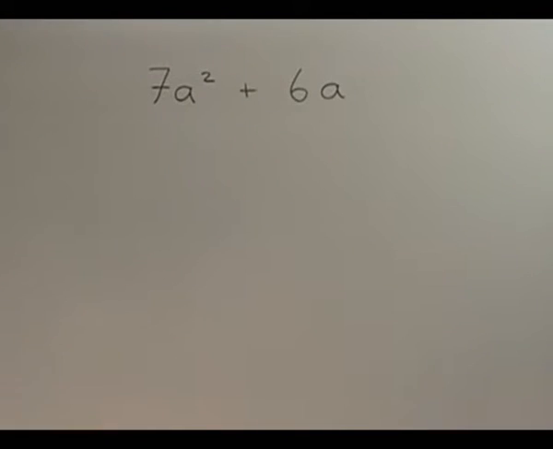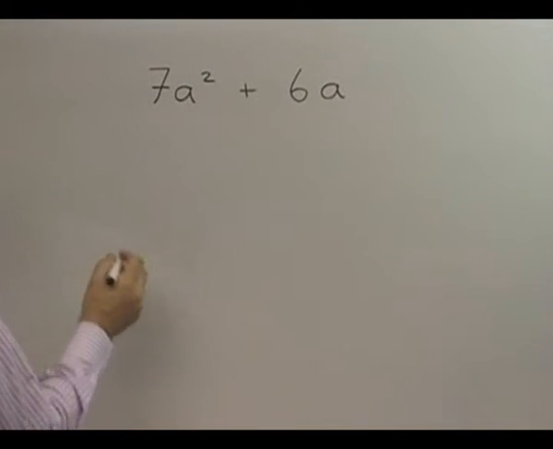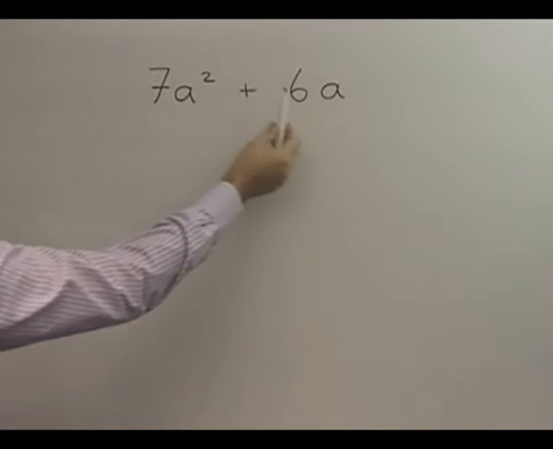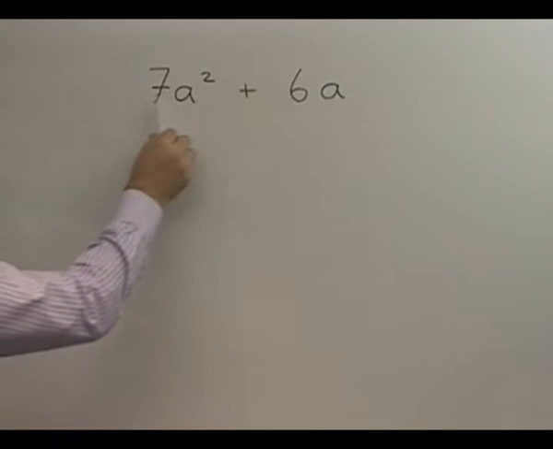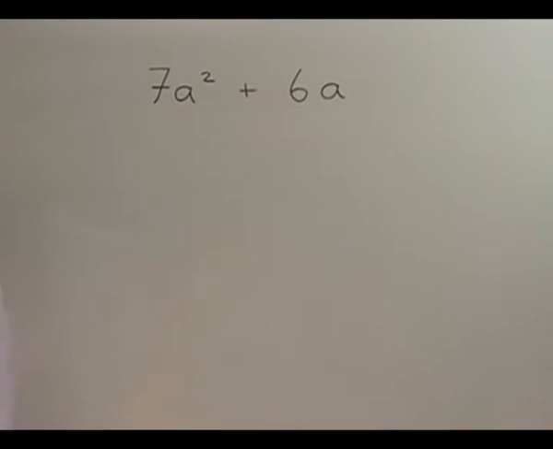Okay, 7a squared plus 6a. We're moving on to the next stage now. This is for higher level students. Not doing the higher paper, but this is kind of harder than the previous ones. Let's look for something common. 7 and 6, do they have a common factor? Well, they have 1, but nothing else goes into 6 and 7, so I'm not going to take a factor out of there. But I can take a factor out of a squared and a.